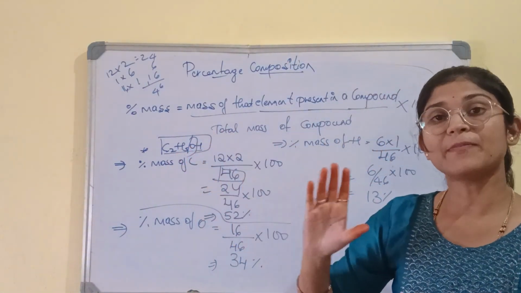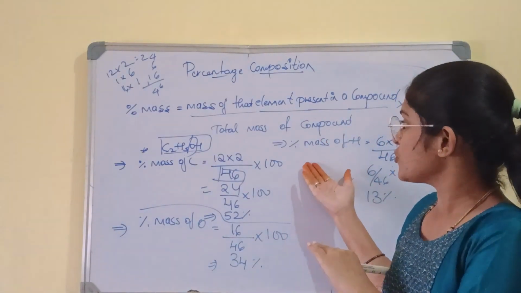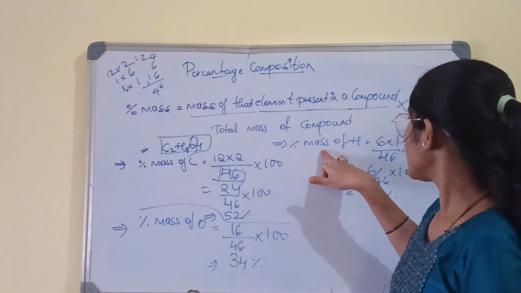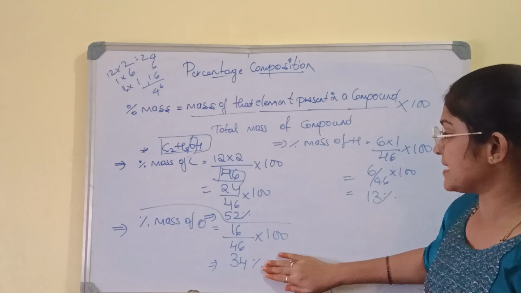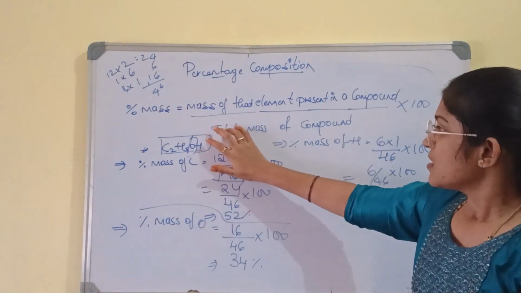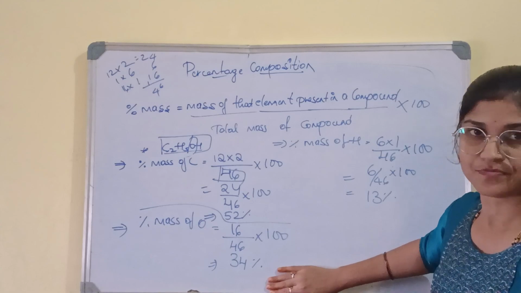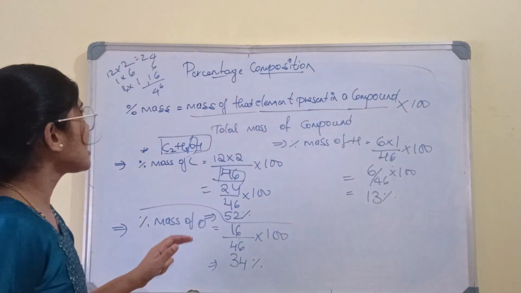Percentage composition of a particular element or atom present in a molecule. So here the mass percentage of carbon is 52. The mass percentage of hydrogen in ethanol is 13. The mass percentage of oxygen in ethanol is 34. So this is about percentage composition.